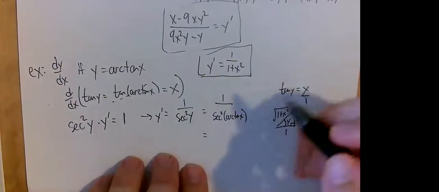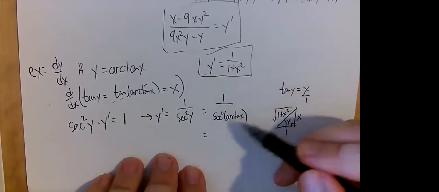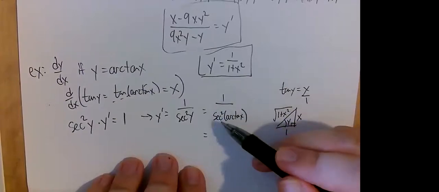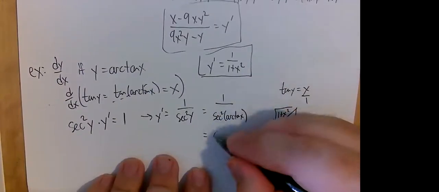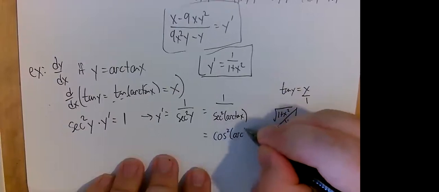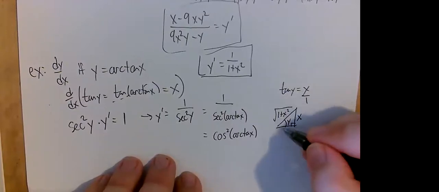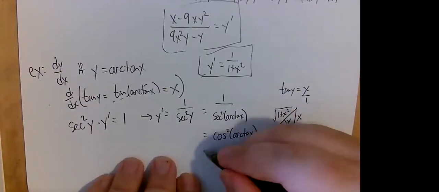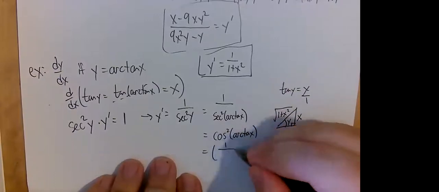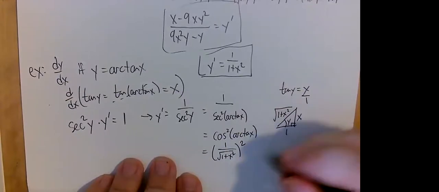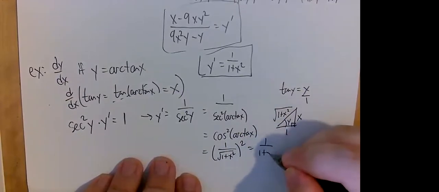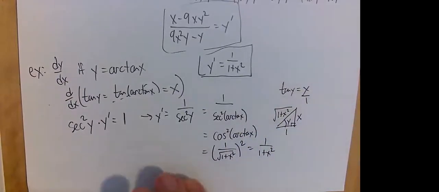All right, so now let's go back to this. So we have 1 over secant squared of this, but 1 over secant is cosine. So this is really just cosine squared of arctangent. And cosine is going to be adjacent over hypotenuse. So this is 1 over root 1 plus x squared, but then it's squared, giving us the answer that we expected, which is 1 over 1 plus x squared.